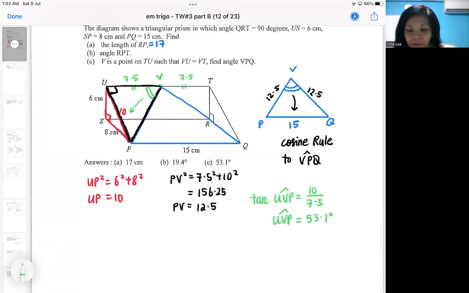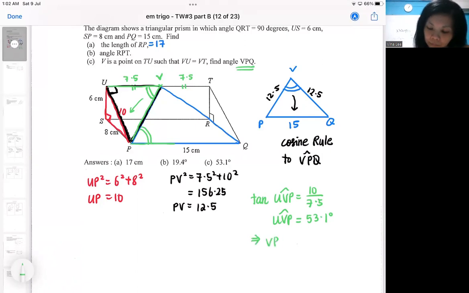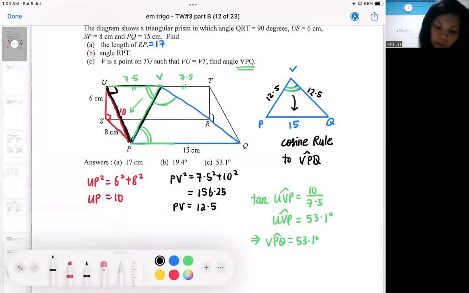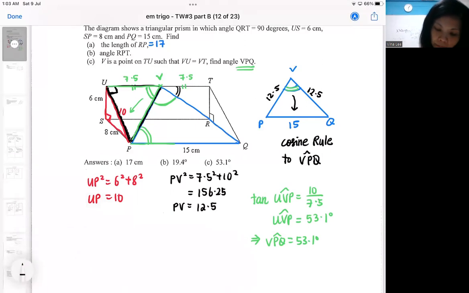Oh, I think I found the wrong angle. Okay, so sorry. I read the angle wrongly. It's VPQ, this one. So actually I can find it directly. It's like an alternate angle. So I will need the cosine rule if I wanted to find this part. So I think I looked at the wrong angle, PVQ. Even that, if let's say I want to find this, I can also use angles on a straight line. So this one is 53.1. This one is 53.1.